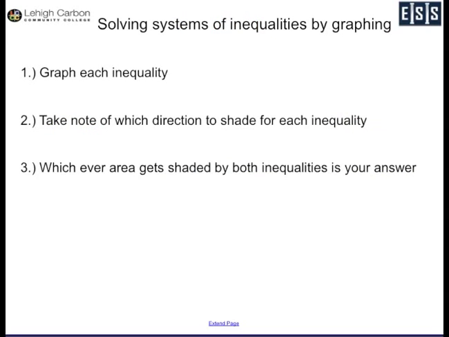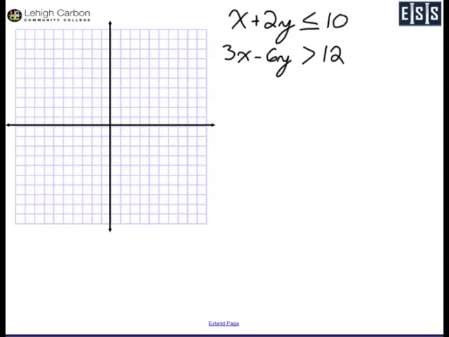So now we're going to move on to solving systems of inequalities by graphing. You first graph each inequality. Take note of which direction to shade for each inequality. Whichever area gets shaded by both inequalities will be your answer area. So our first inequality is x plus 2y is less than or equal to 10. I'll do this one in red.